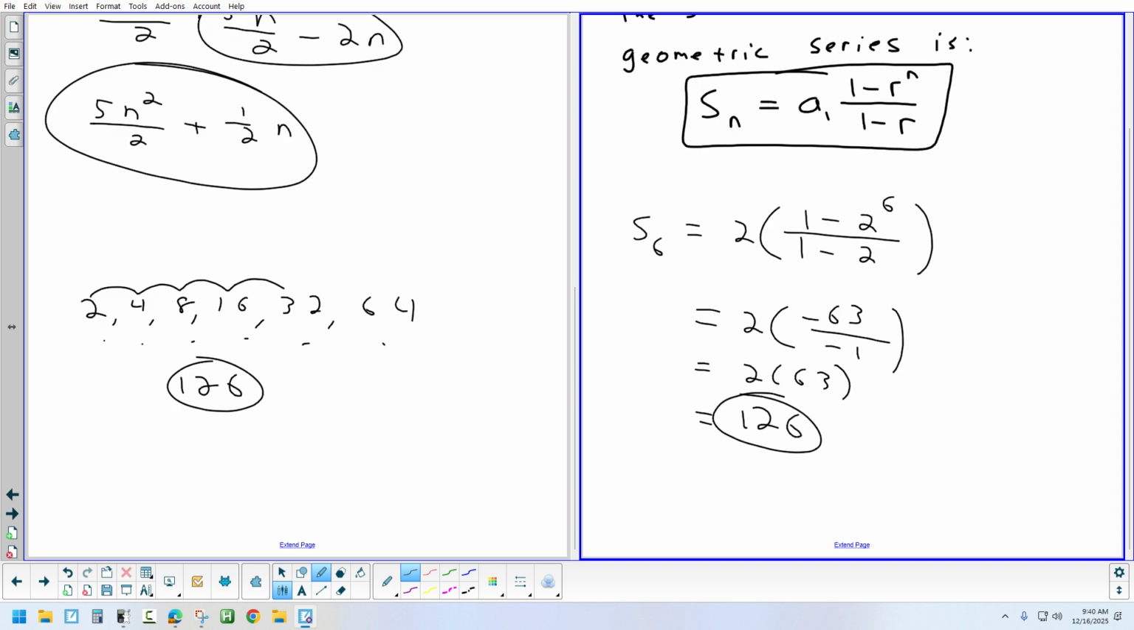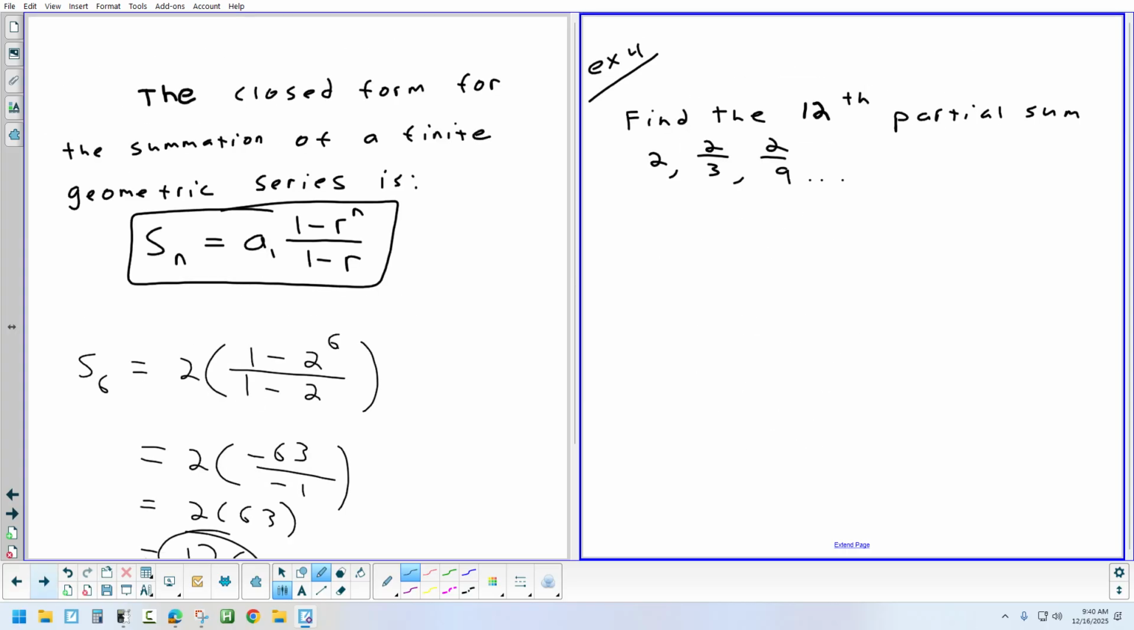No, not in this case, because you're only adding up 6. But if you wanted to add up 6,000, you could do it just as fast with that formula. The only thing that would change is instead of a 6, you'd have a 6,000. Okay. So let's try this one, and let's see if we can add up the first 12 terms.